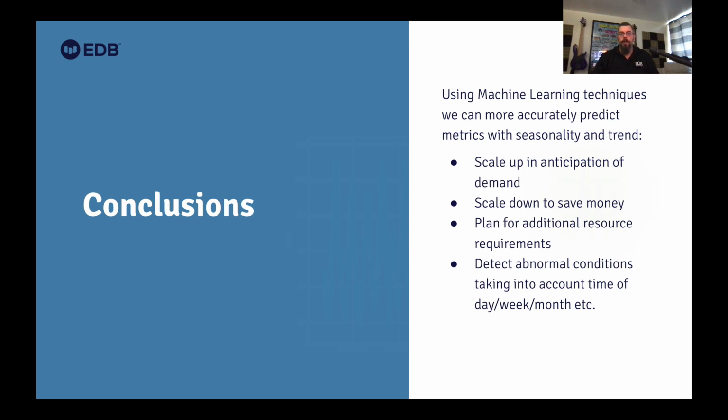So what are our conclusions? With machine learning techniques, we can more accurately predict metrics with seasonality and trend. We can scale up and scale down to deal with demand and save money. It can help us plan for additional resource requirements above and beyond what we could do with traditional linear trend analysis. We can also detect abnormal conditions, taking into account the day, week, month, etc.